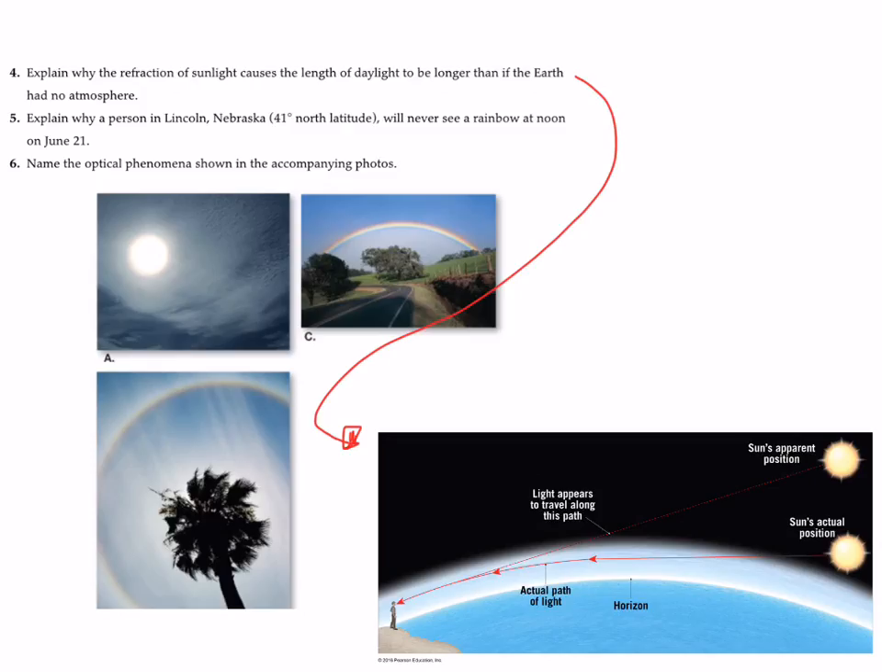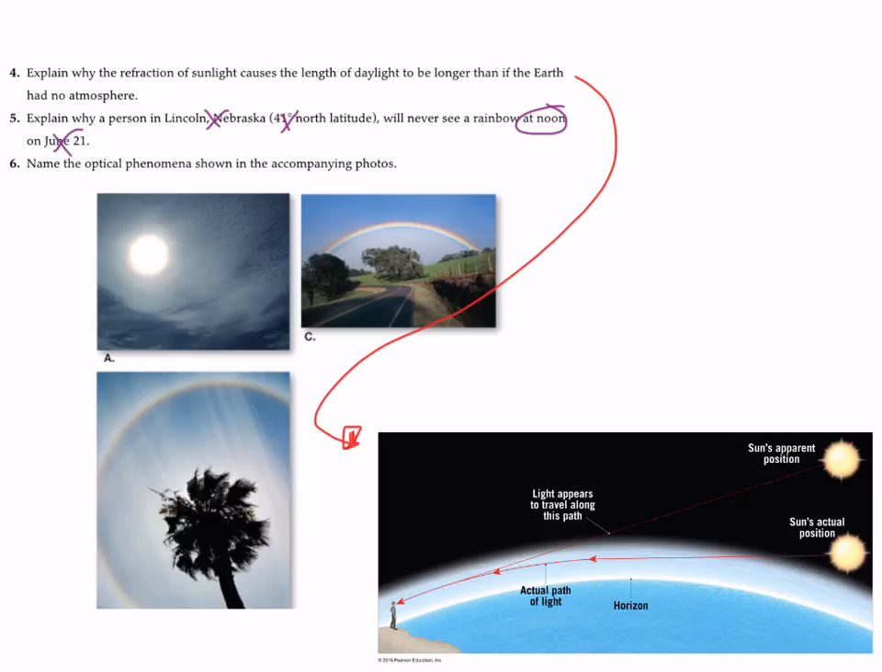Number 5, my hint for number 5 is they give you some information that kind of is, who cares, right? Basically, they say Lincoln, Nebraska should have rainbows. I don't see why not. June 21st, they should have rainbows. But the criteria says you should not have rainbows at noon, right? Because the sun has to be low on the horizon. So that's your hint there.